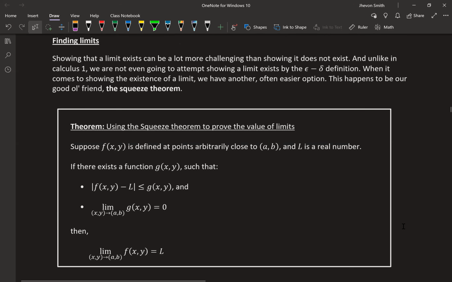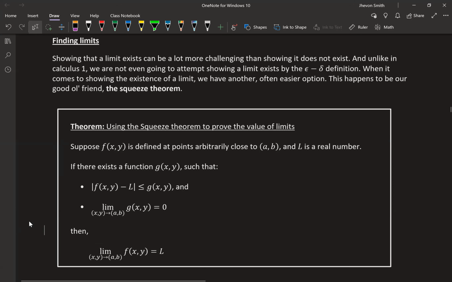And here is the first way to show that a limit exists. It's also a theorem in your book, but I forgot what the number is. Suppose you have f(x, y) defined at points arbitrarily close to (a, b), right? You have to be able to approach (a, b) arbitrarily close. If there exists some other function g such that |f(x, y) - L| is less than or equal to g, and at the same time, g approaches 0, specifically 0, always 0, then it means that the limit of f(x, y) is L.